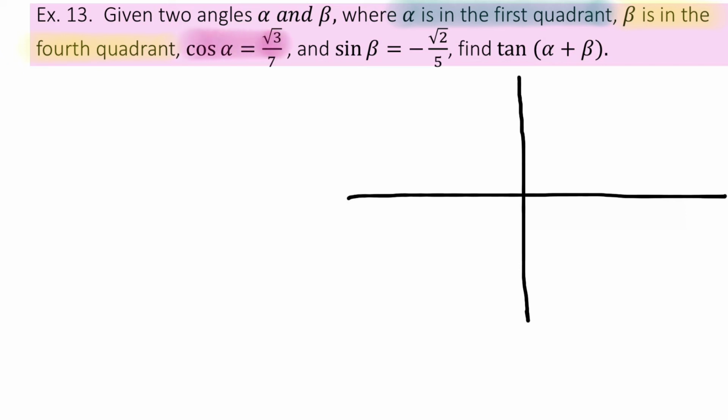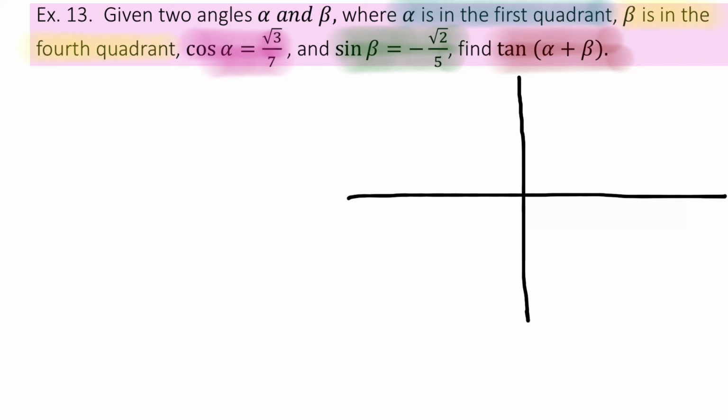Cosine of alpha is square root of 3 over 7. And let's see what else. Sine of beta is negative square root of 2 over 5. And then what we're asked to do is find the tangent of alpha plus beta.